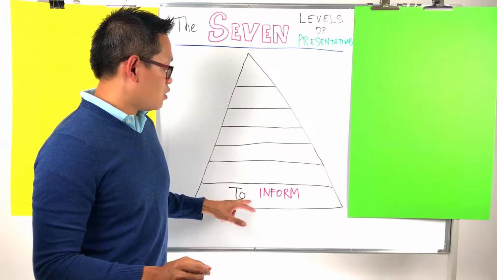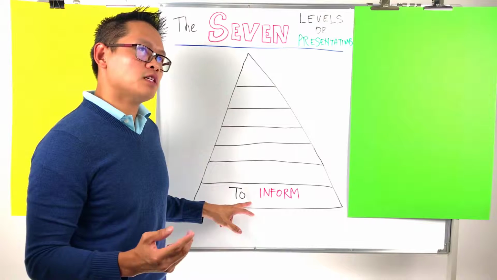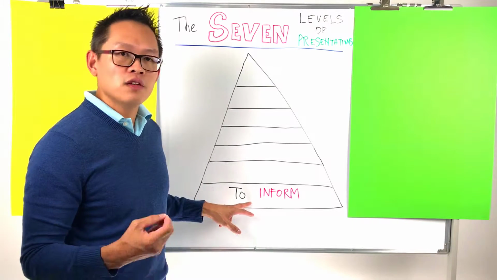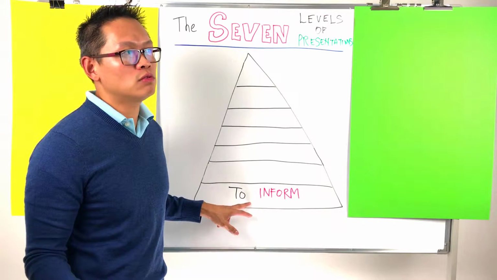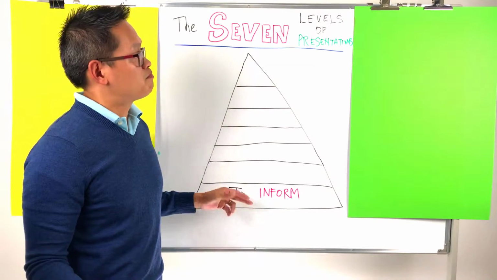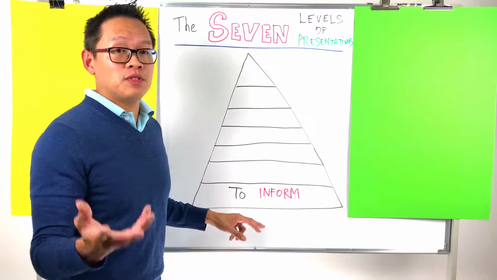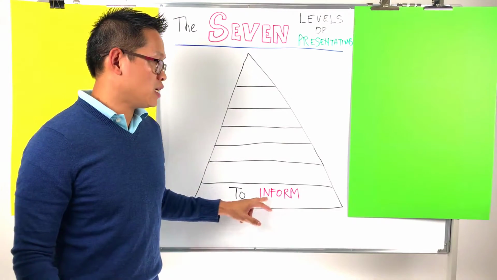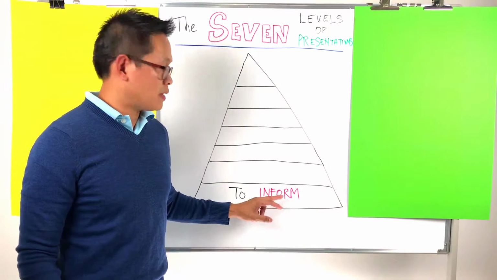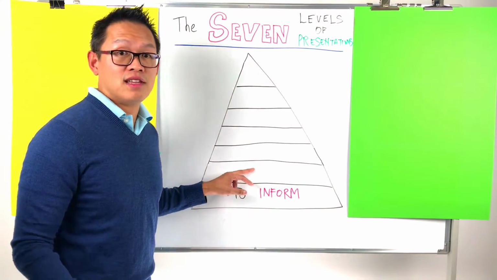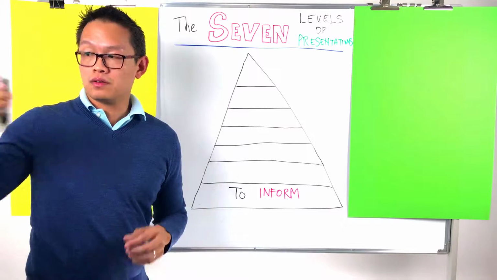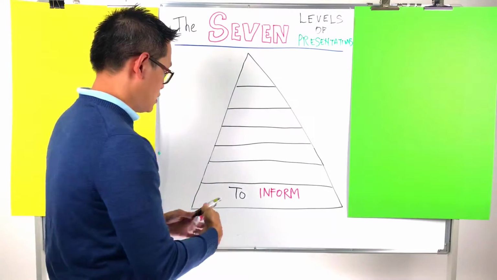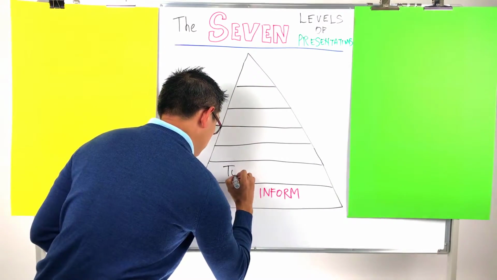So before you start, you must know, hey, is my speech about giving information? Yes? If you are presenting a speech on how to craft a presentation, then you are basically in this form, to inform. But is there a level above it? Yes, there is. The level above it, the second objective, is to entertain.